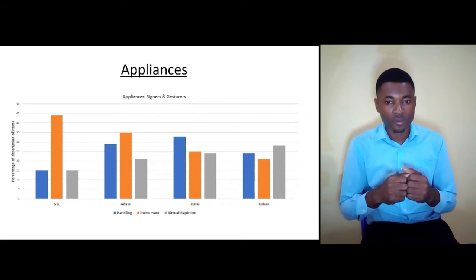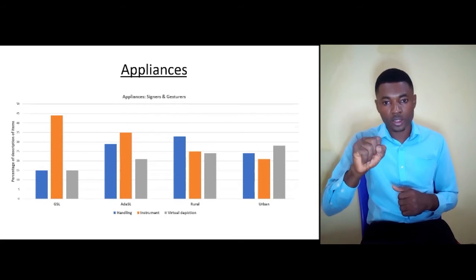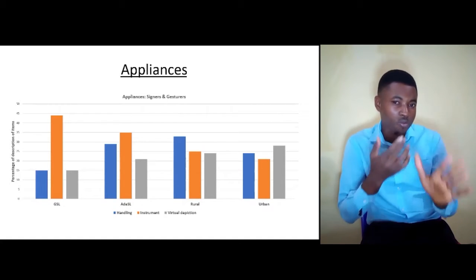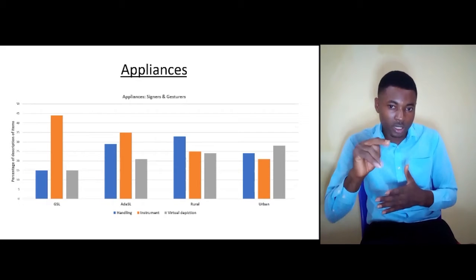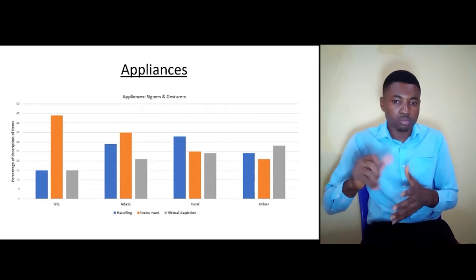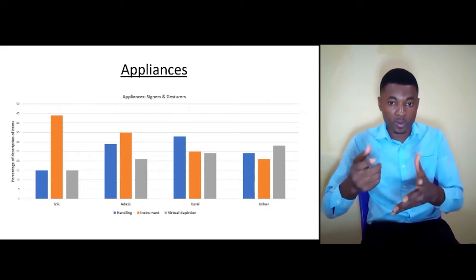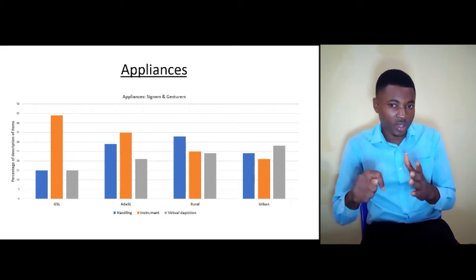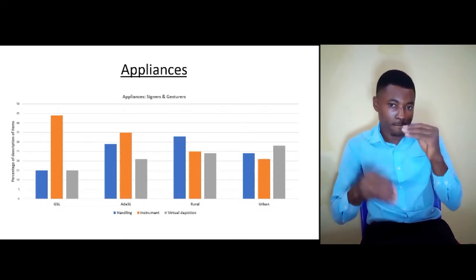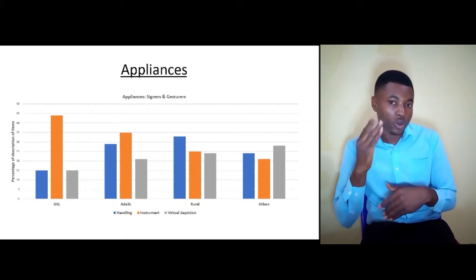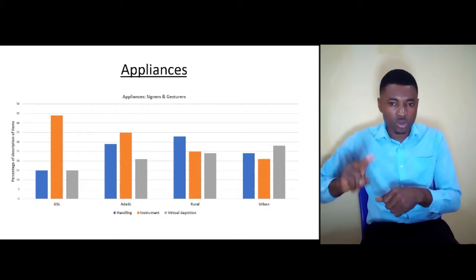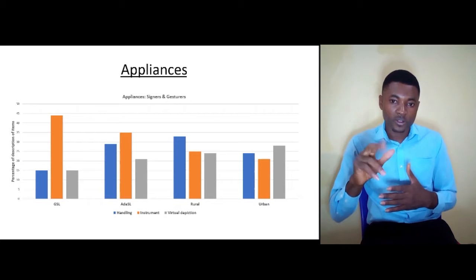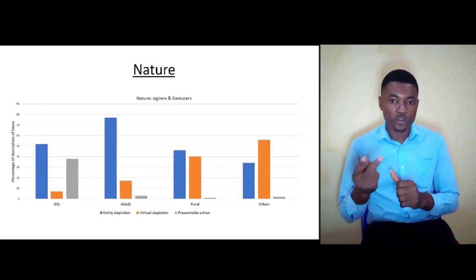For appliances, we identify that signers and gesturers showed preference for handling, instruments, and virtual depiction. You could identify Ghanaian Sign Language signers systematically preferring instrument strategy, which is represented by the orange color, and the Adamorobe signers and the gesturers using equal preference for handling, instruments, and virtual depiction. You don't really see a systematic preference for one of the three as compared to Ghanaian Sign Language signers.